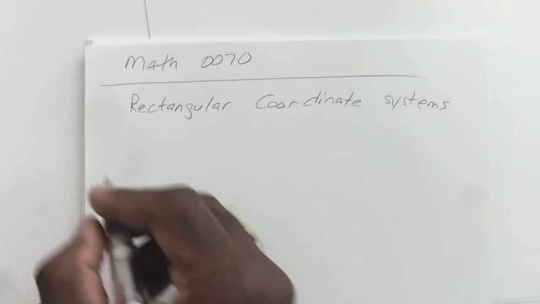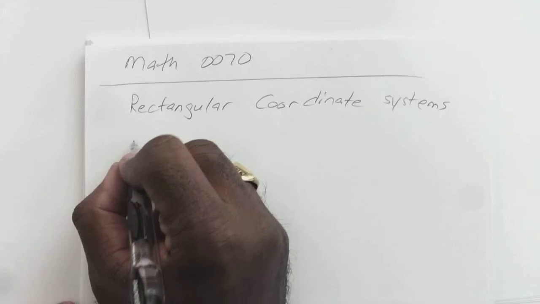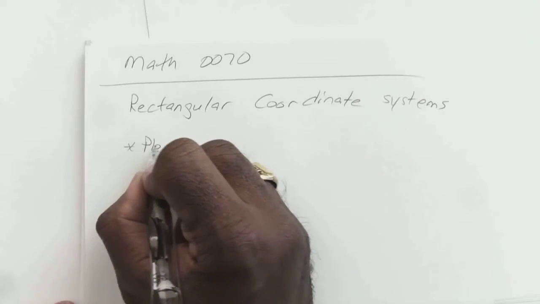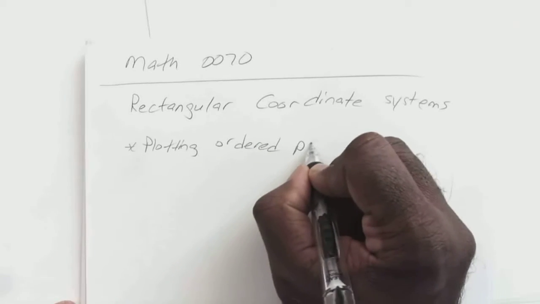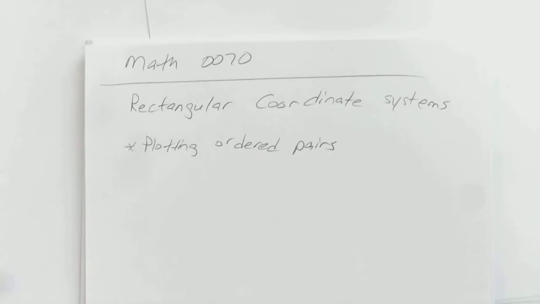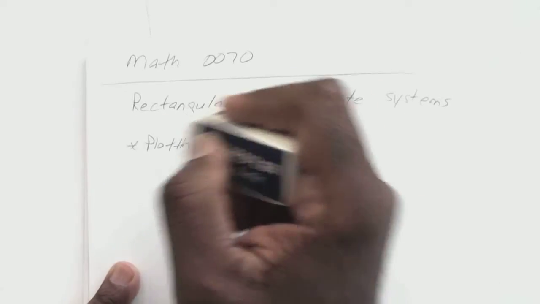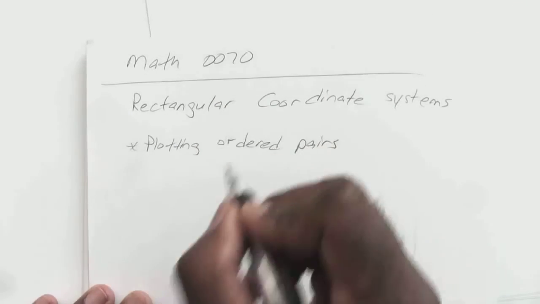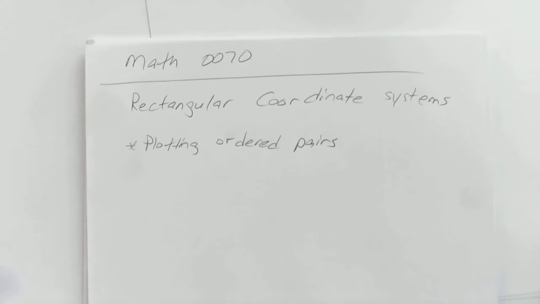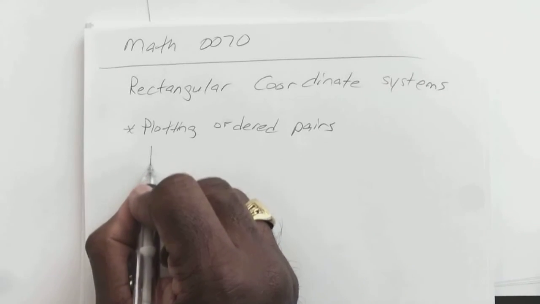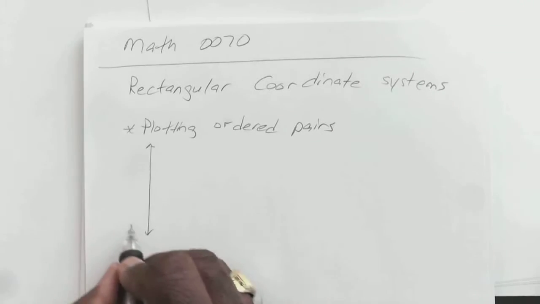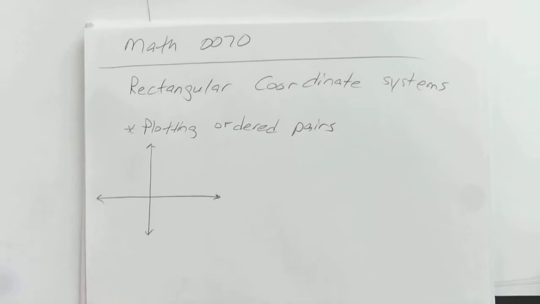And the first thing we're going to do is cover plotting ordered pairs. Clean up that R a little bit. Okay, so that's if we have, say, our intersection here.